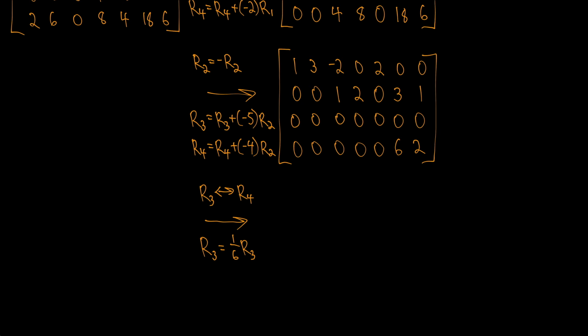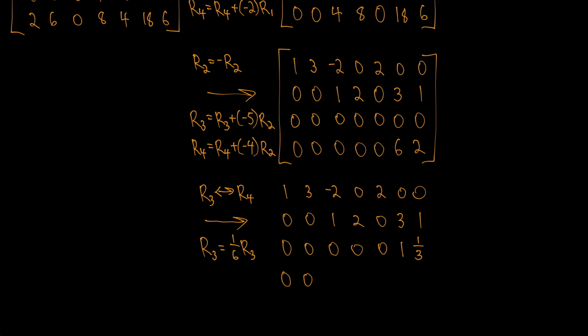So we'll get 1, 3, -2, 0, 2, 0, 0. We'll get 0, 0, 1, 2, 0, 3, 1, just rewriting, but now our new row 3 will be 0, 0, 0, 0, 0, 1, because we multiply by 1/6, divided by 6, and then 2 times 1/6 is 1/3. And we'll have our row of zeros in the bottom.